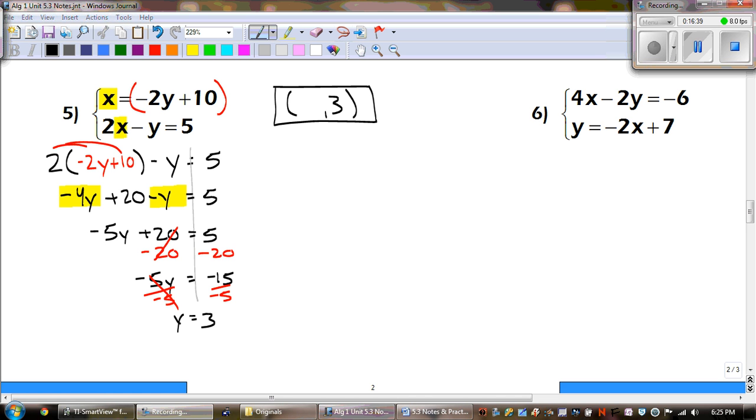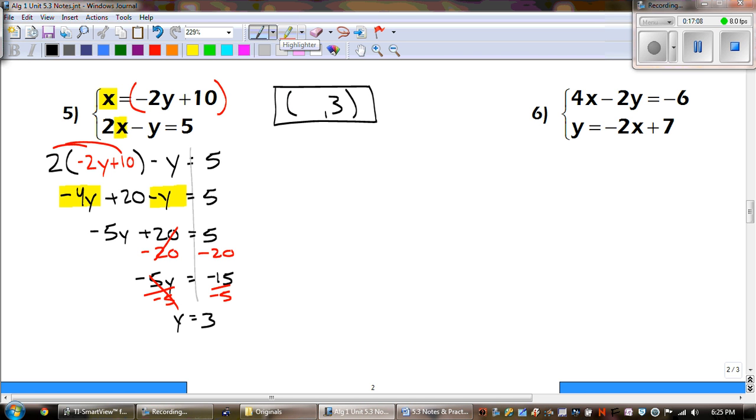Okay, so there's all my work. The x was by itself, so I put parentheses around the -2y plus 10, and that's what I plugged in. Before I got started, that was my check right there. All I had were y's. Distribute the 2, we get -4y plus 20 minus y. I combined my like terms to get -5y plus 20 equals 5. Solved for y, and we get that y equals 3.